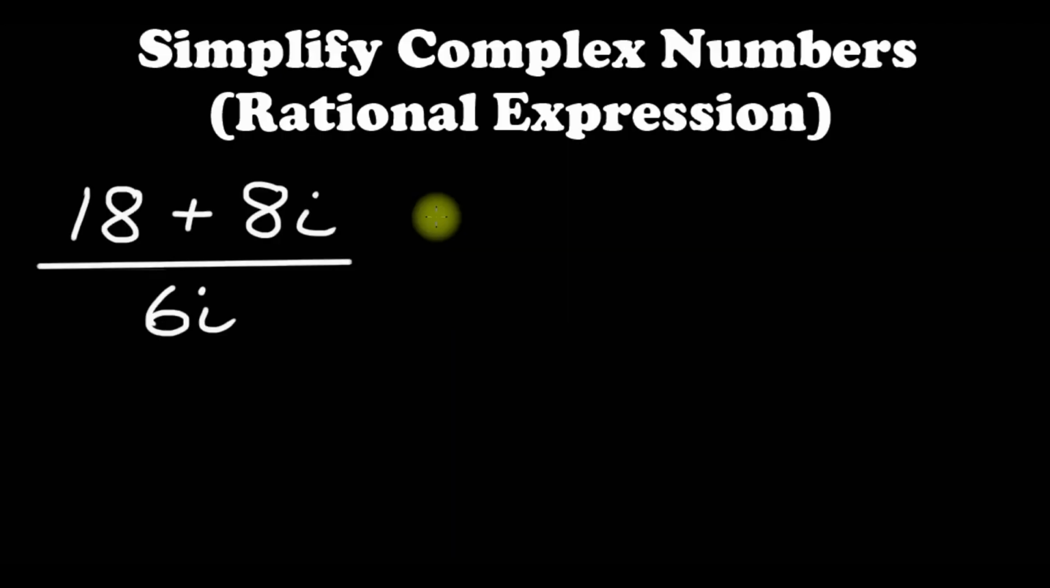Okay, so next we're going to get into simplifying complex numbers. Those numbers that are rational numbers. Okay, so basically you have a fraction that you have to simplify. So this is an example of a rational expression that has complex numbers. Okay, so we're going to simplify this, and we have a procedure that we can use, and we're going to go through it step by step. Okay, so let's take a look at step 1.